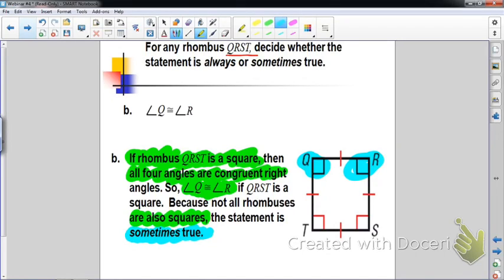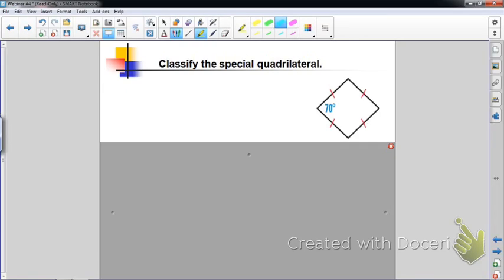We just gotta make sure that if it's a rhombus, it also has to be a square, right? So that's all it's trying to explain to us. So by giving the information here, we have a quadrilateral, 4 congruent sides, those are the little markings that you see, and we have one of the angles here that is 78 degrees.